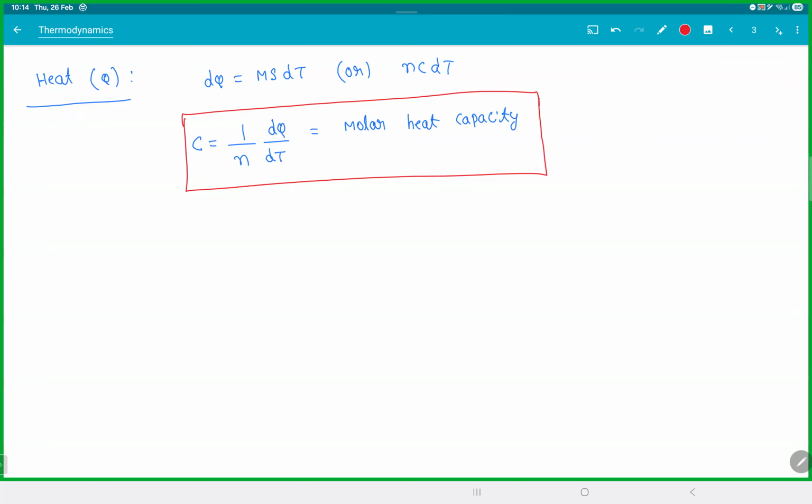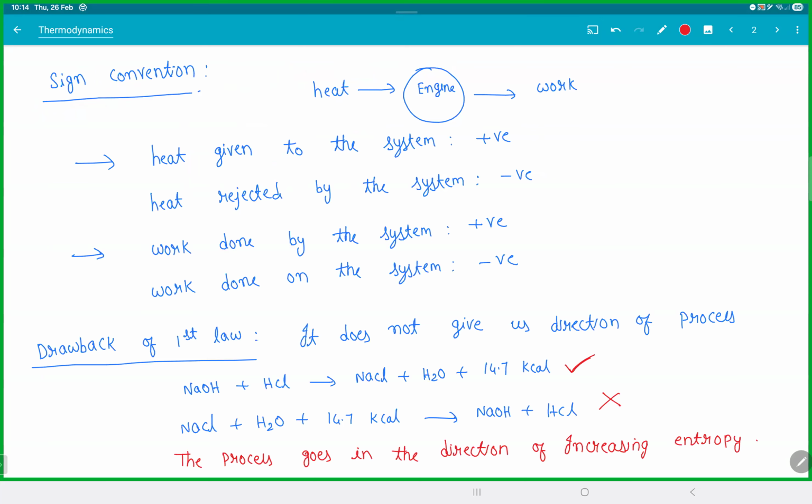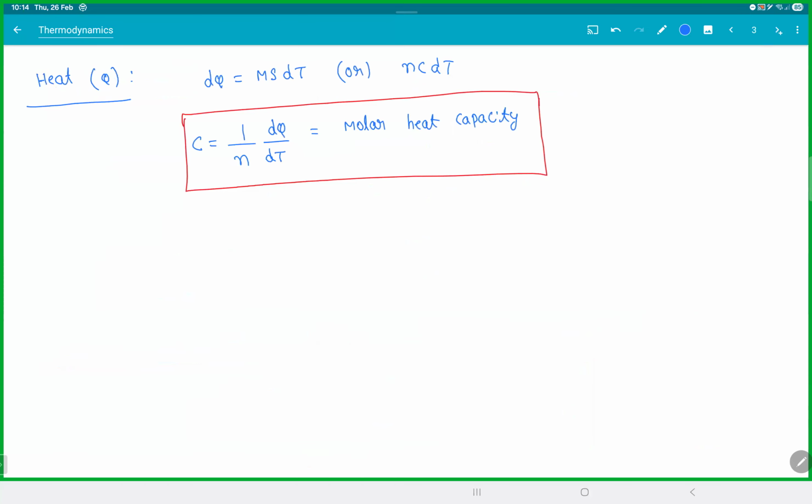How did you know 14.7? Chemistry में था ना 14.7? Ionic equilibrium में? No? I thought 14.7, 13.7. I don't remember the number. ठीक है. We will just write it as heat. Happy, since you don't like numbers. 13.7, yeah. ठीक है.